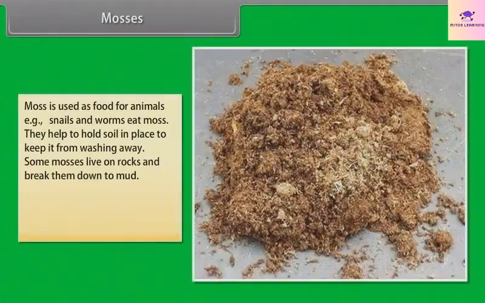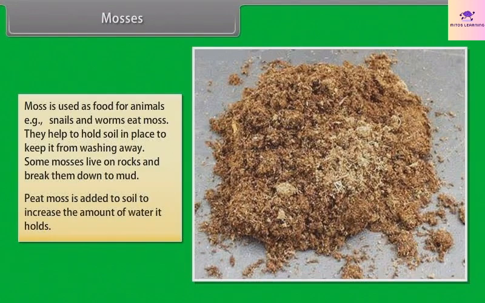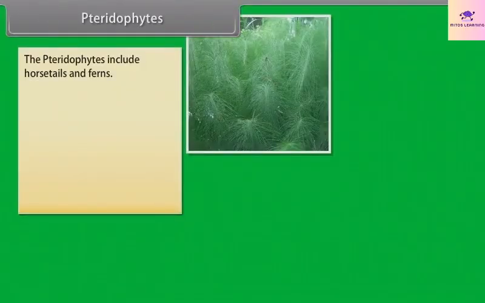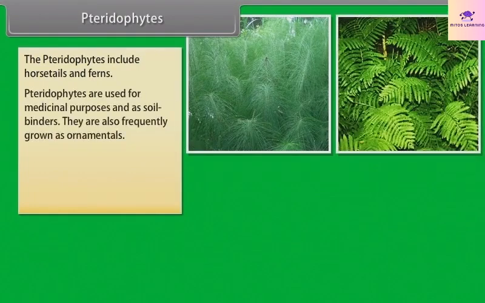Moss is used as food for animals, that is, snails and worms eat moss. They help to hold soil in place to keep it from washing away. Some mosses live on rocks and break them down to mud. Peat moss is added to soil to increase the amount of water it holds. Pteridophytes. The pteridophytes include horsetails and ferns. Pteridophytes are used for medicinal purposes and as soil binders. They are also frequently grown as ornamentals.